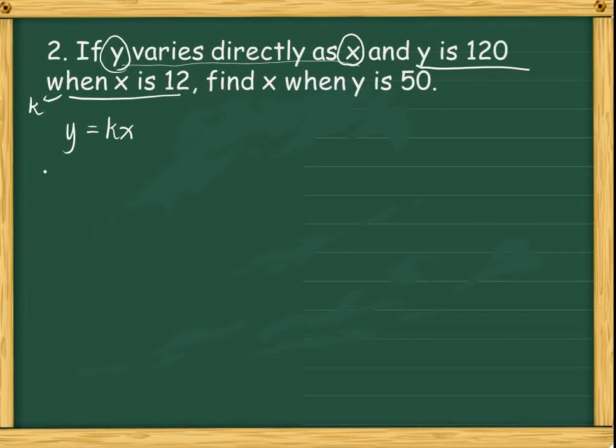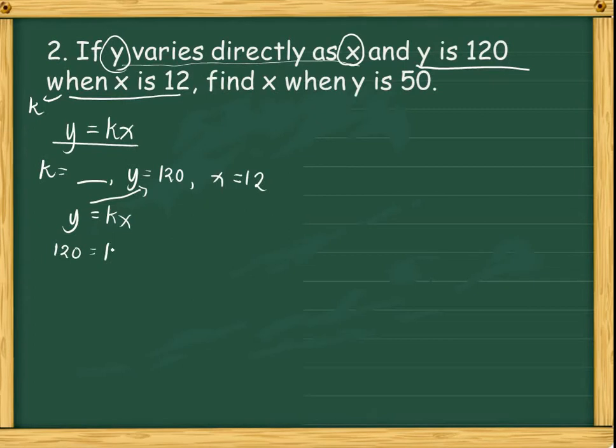So, to find the value of k, we have the value of y which is 120 and we have the value of x which is 12. All we need to do is to substitute this value of y and x to our equation. Y is equals to kx, where y is 120 is equals to k, where x is equals to 12. So 120 is equals to k times 12. So our goal is to find the value of k.